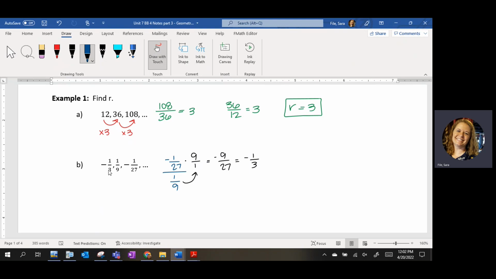And then we do the same thing and check that it's the same. 1/9 divided by its previous term, which is negative 1/3. And we'll flip and multiply. We're multiplying by negative 3/1, which going straight across, that's negative 3/9, which also reduces to negative 1/3. So they are the same. We do have a common ratio of negative 1/3.